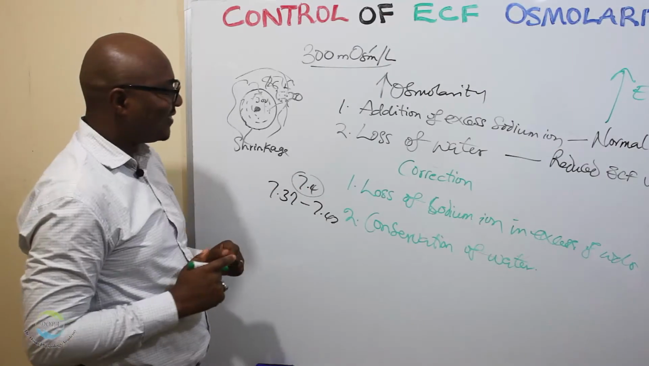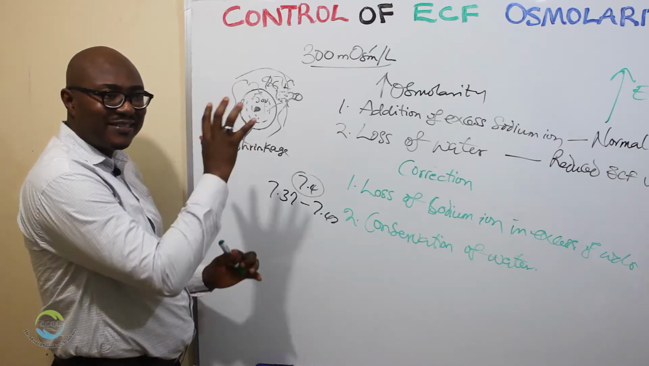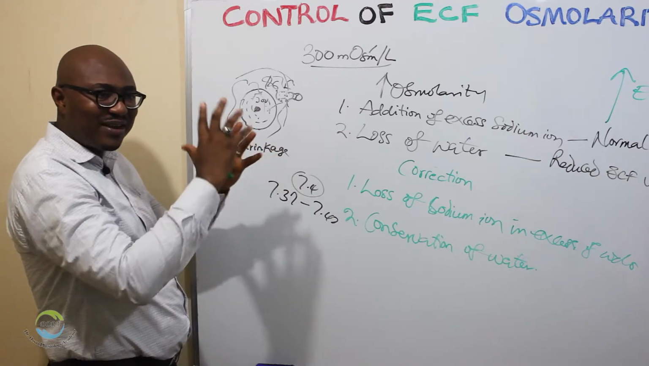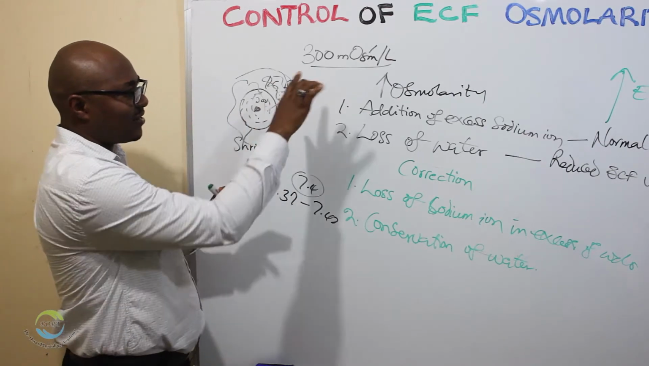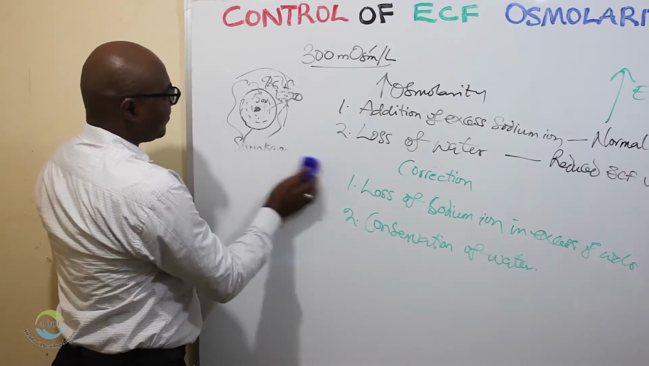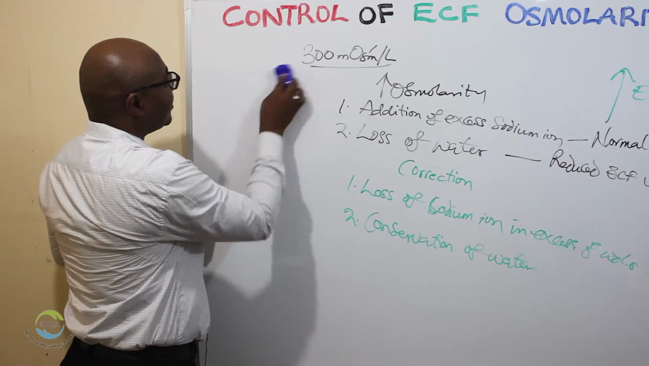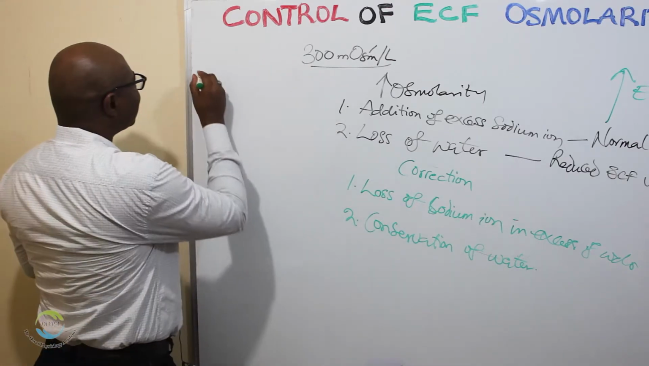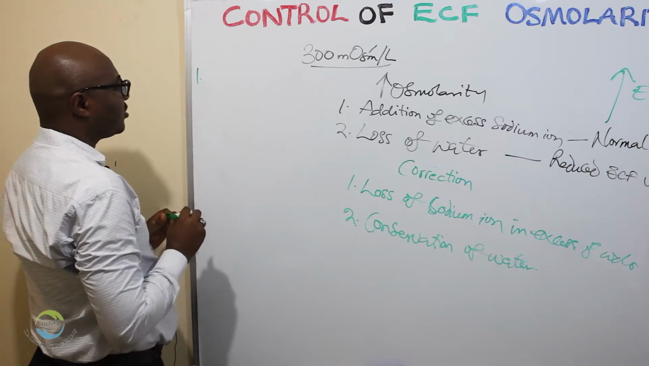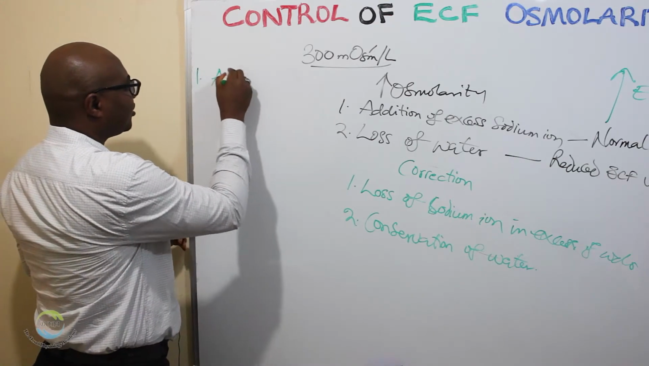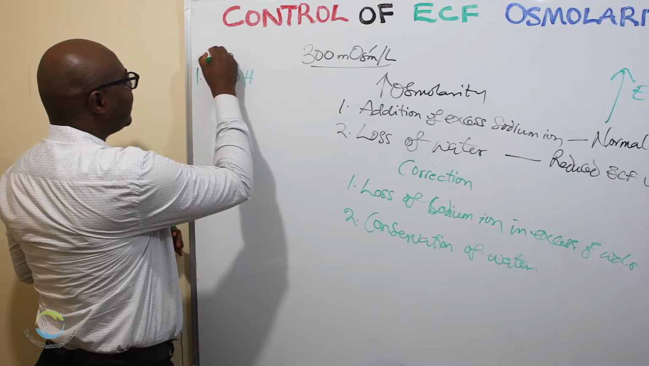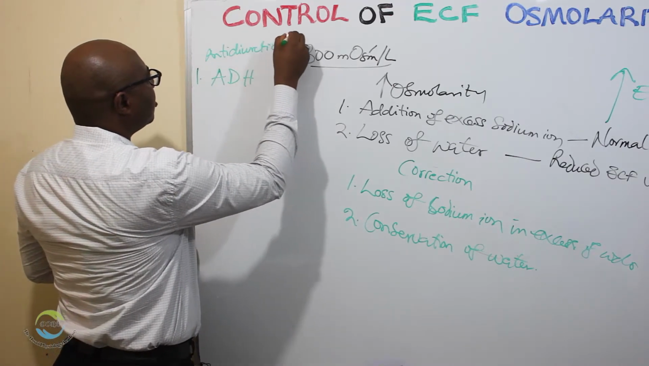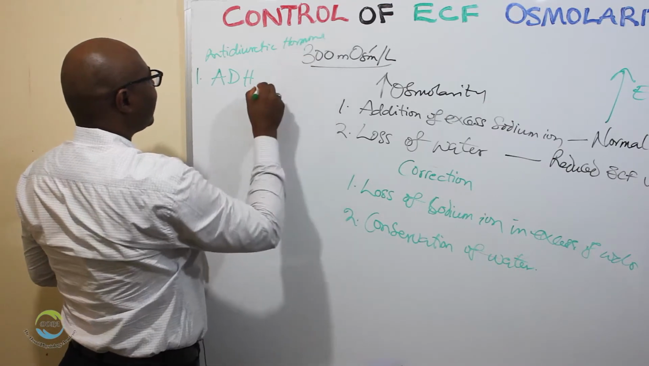Right, welcome back. So now we want to talk about the different mechanisms and we'll see how they play different complementary roles in handling the ECF and osmolarity issue. Okay? So one of the mechanisms is ADH, Antidiuretic Hormone mechanism.